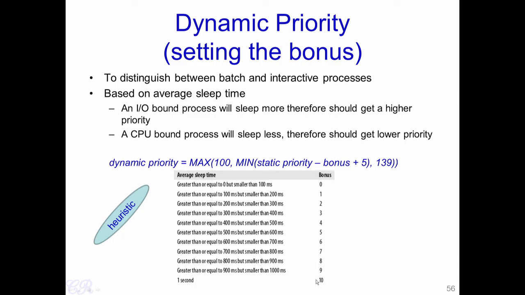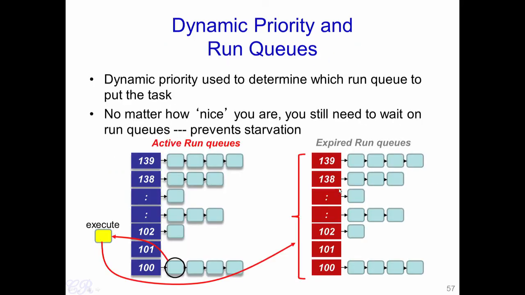Thus, processes with a high value of bonus, that is, those processes which sleep more, are considered interactive processes and given a dynamic priority which is closer to 100. On the other hand, processes which sleep less are assumed to be CPU bound processes and given a bonus which is low, and as a result the dynamic priority is lowered, that is, it goes towards 139. So, how are these dynamic priorities affecting the scheduling algorithm?